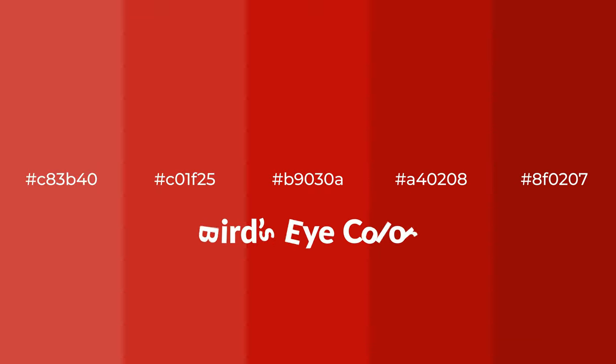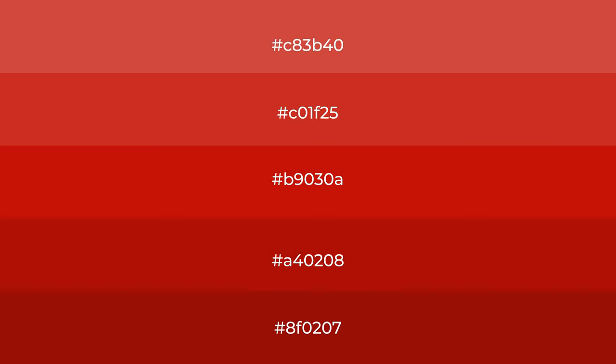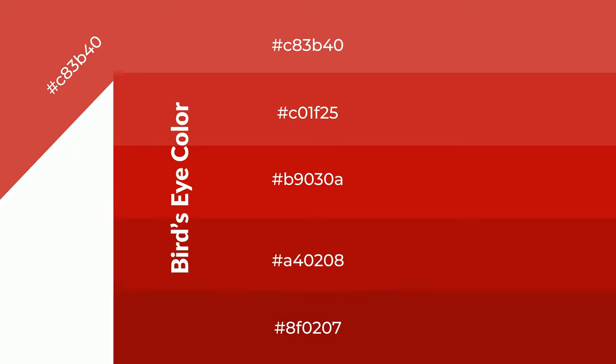Warm shades of bird's eye color with red hue for your next project. To generate tints of a color, we add white to the color. And tints create light and exquisite emotions. To generate shades of a color, we add black to the color, and it is used in patterns.